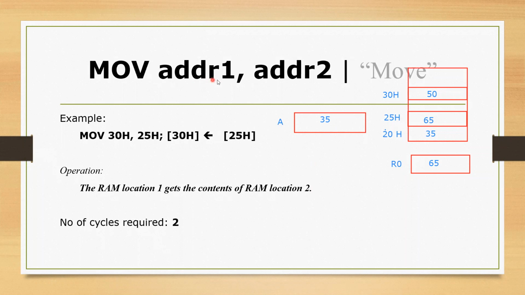So next, MOV address1, address2. That is the data transfer between two memory locations. Here you can see MOV 30 hex, 25 hex. The source is 25 and the destination is 30. So we are moving data from the 25 hex location to the 30 hex location. We have the data 65 in the 25 hex location, and it is copied to the 30 hex location, which is the destination location.